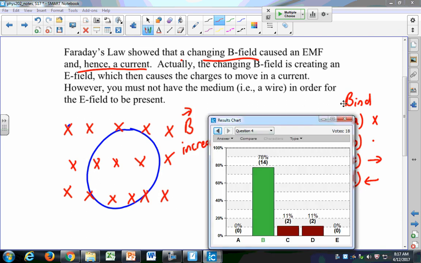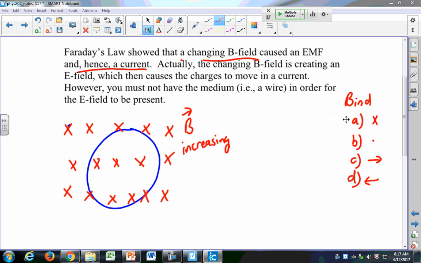Okay, good. B is right. Remember, your induced magnetic field will always be opposite or in the same direction as the magnetic field that you have present. And because the magnetic field is increasing, it sort of wants to keep the status quo. So the induced magnetic field will be out of the page. So my induced magnetic field will be in that direction.